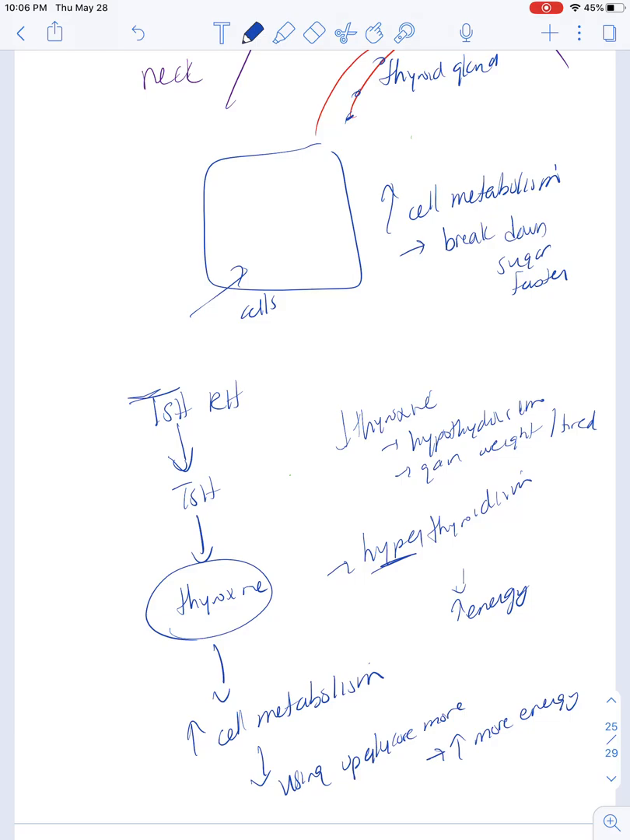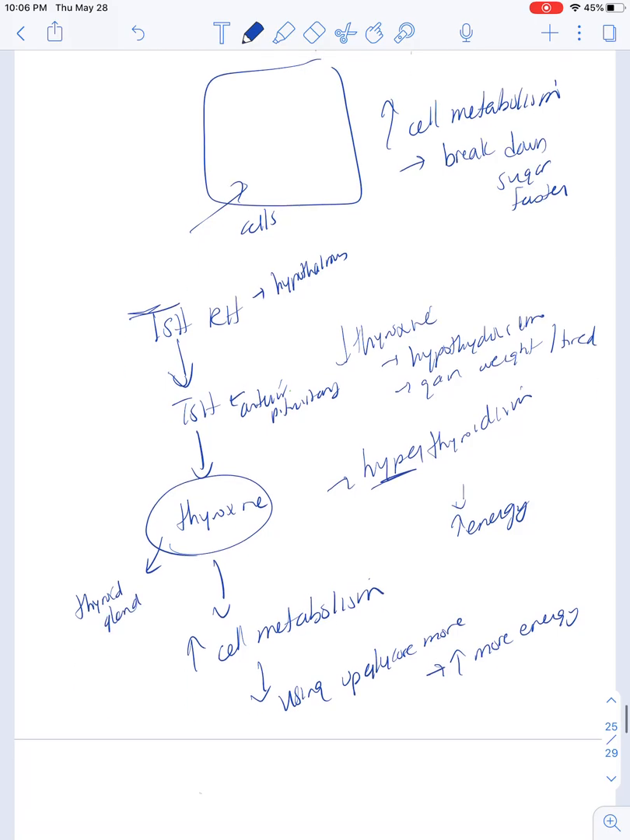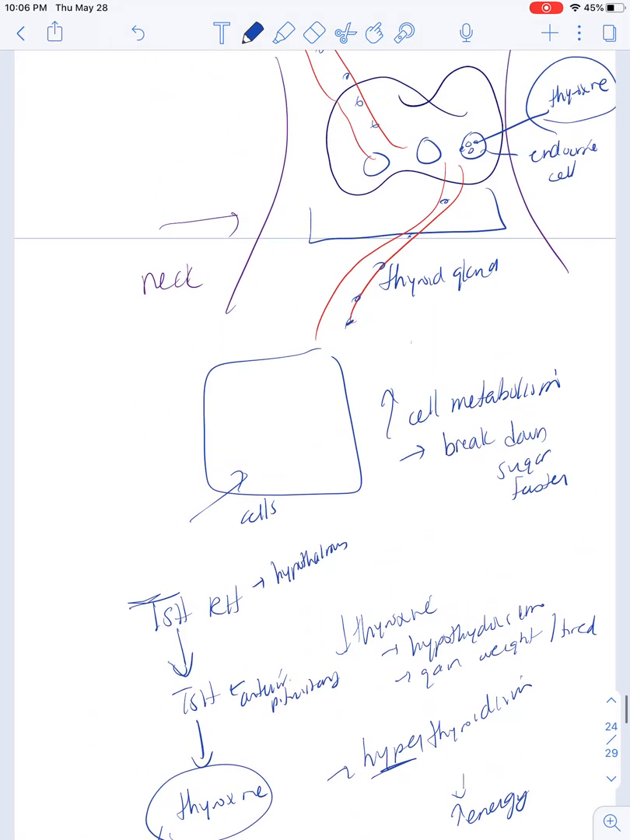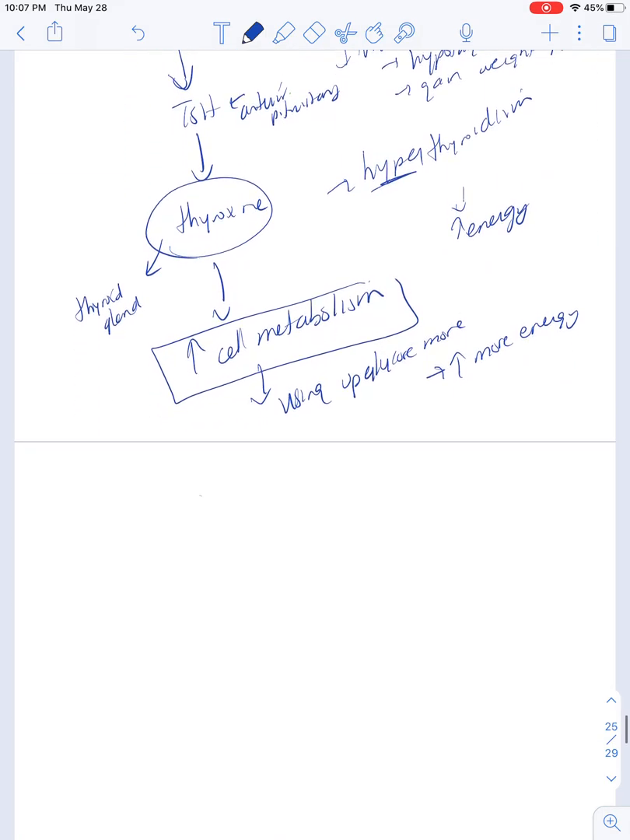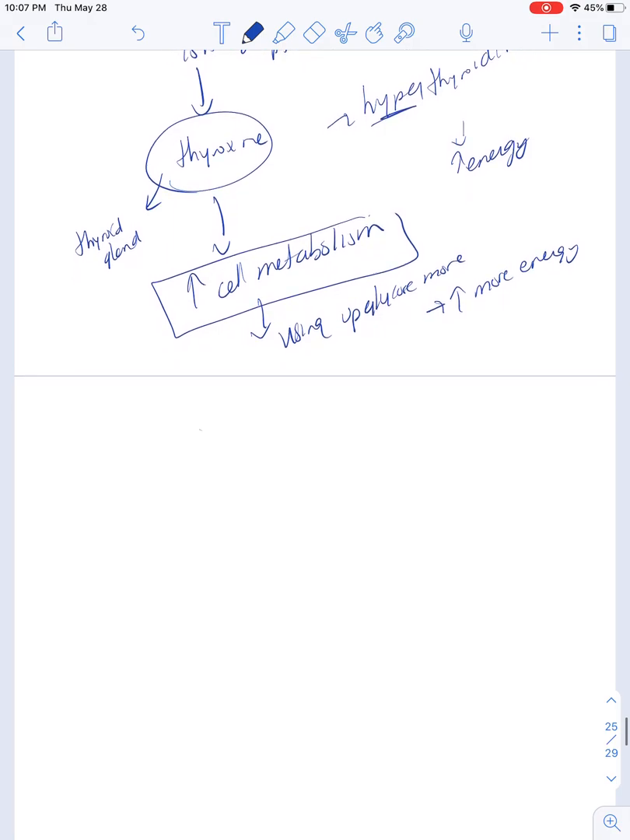And just to recap, this RH is released by the hypothalamus. The TSH is released by the anterior pituitary. The thyroxine is released by the thyroid gland, which is located in your neck. And its function is to travel by the blood and go to your cells and increase the cell metabolism to break down sugar more. And so that's thyroxine, okay?